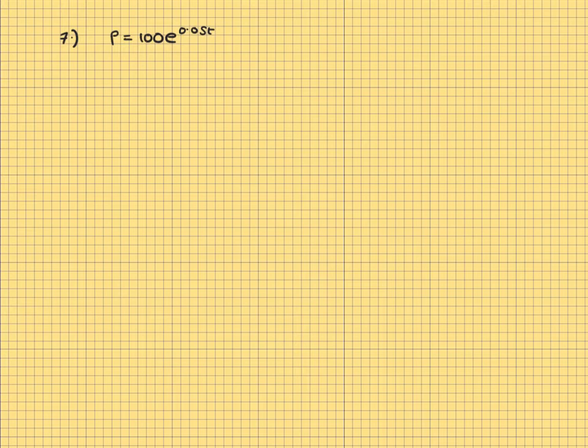Question 7, part 1. How many settlers land on the planet initially? So P is population. Initially means T equals 0, and this very simply gives us P equals 100. So that's 100 people.